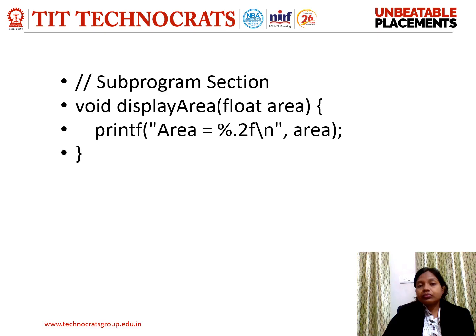Okay, why have we written 0.2f? Because the pi value is 3.14159, so it is going to be a large value after the decimal. We want only two places after the decimal, so we write 0.2. In area, whatever the value of area we have calculated over there.